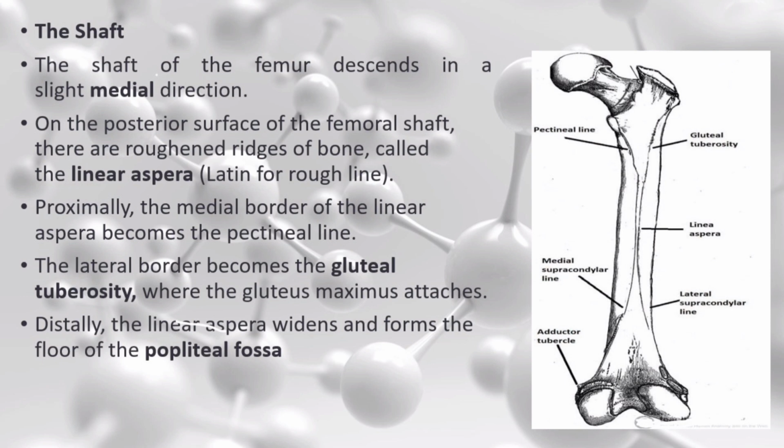The lateral border becomes the gluteal tuberosity, where the gluteus maximus attaches. Distally, the linea aspera widens and forms the floor of the popliteal fossa; the medial and lateral borders form the medial and lateral supracondylar lines. The medial supracondylar line ends at the adductor tubercle, where the adductor magnus attaches.